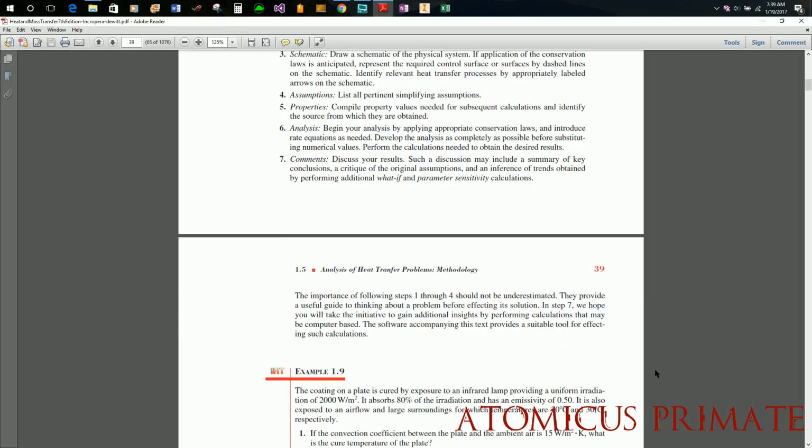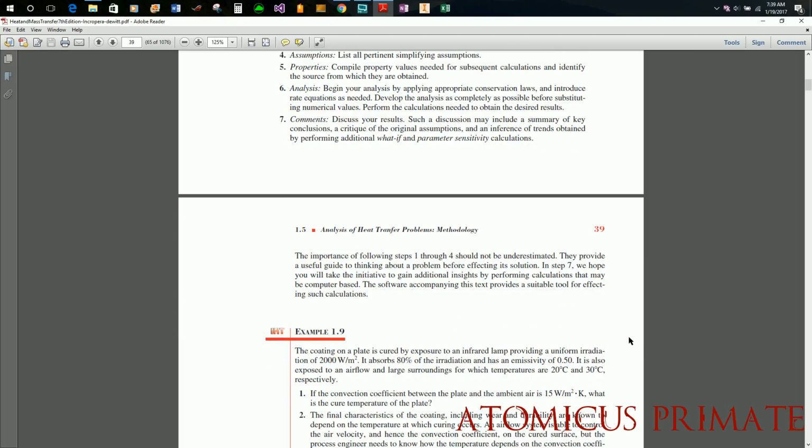The importance of the following steps 1 through 4 should not be underestimated. They provide a useful guide to thinking about a problem before effecting its solution. In step 7, we hope you will take the initiative to gain additional insights by performing calculations that may be computer-based. The software accompanying this text is a suitable tool for effecting such calculations.